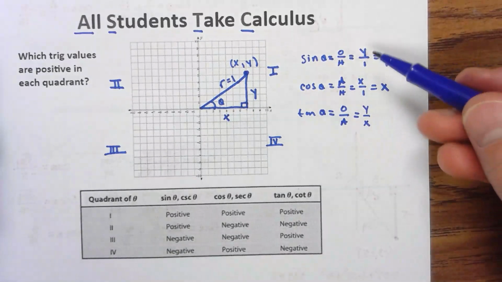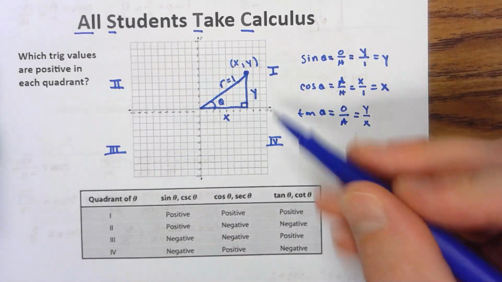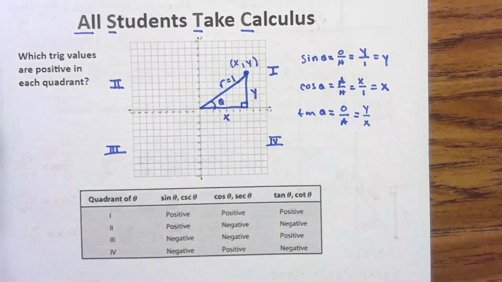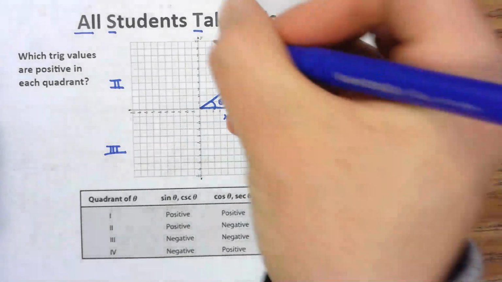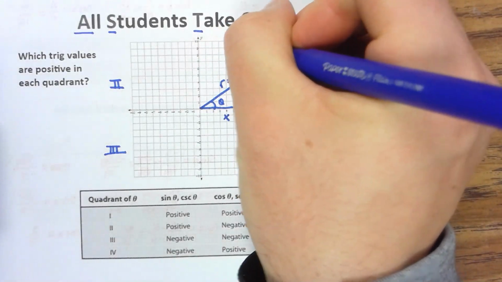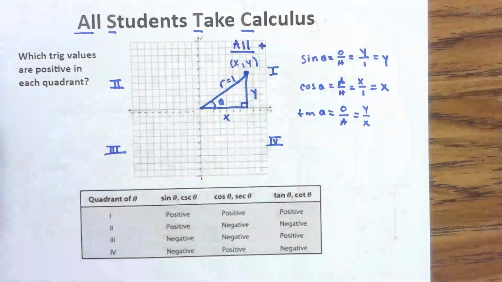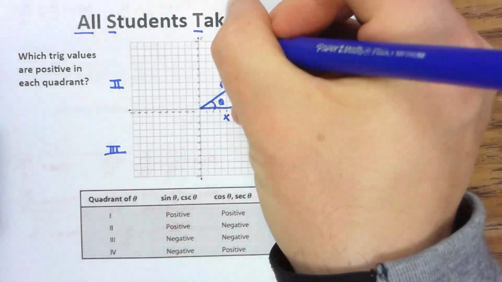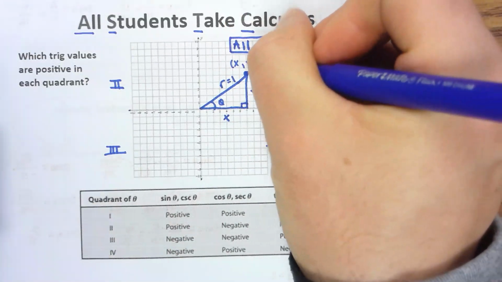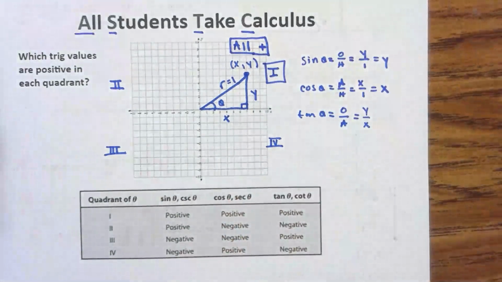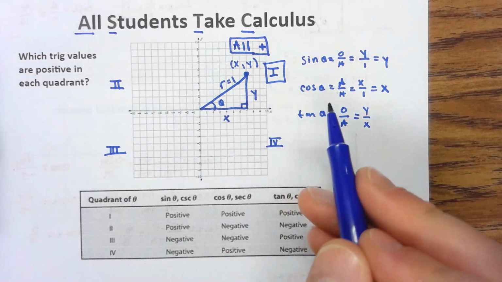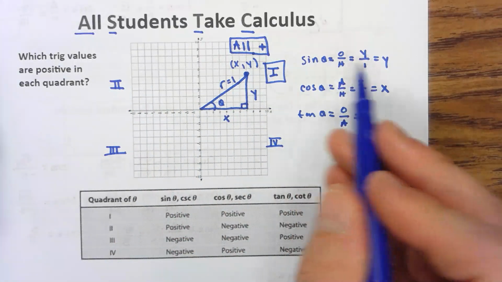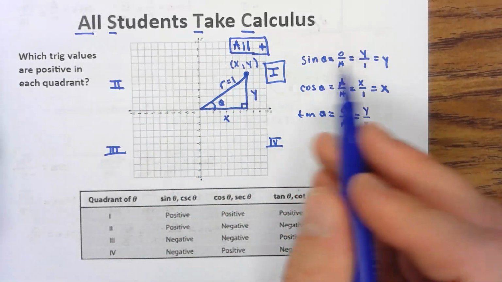Okay, so using this idea helps explain why our trig functions are positive and negative in each quadrant. In quadrant 1, they're all positive, so all functions are positive, because x and y are both positive there. In quadrant 2, sine is the only function that's going to be positive.